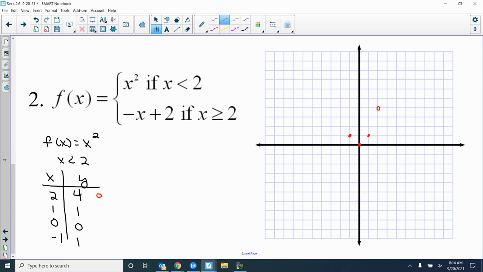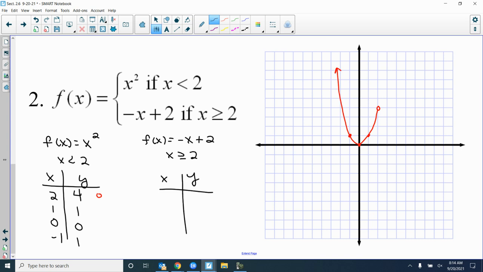Now, if you're not quite sure, we talked about this before, keep plotting points. But this is going to turn up. It's going to look like that. So that's your one piece. F of x equals negative x plus 2, x is greater than or equal to 2.